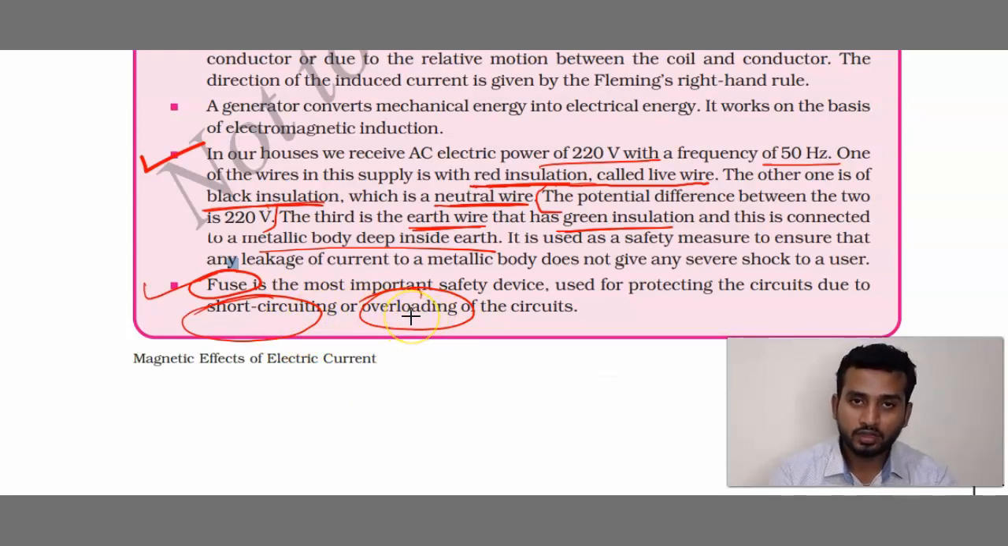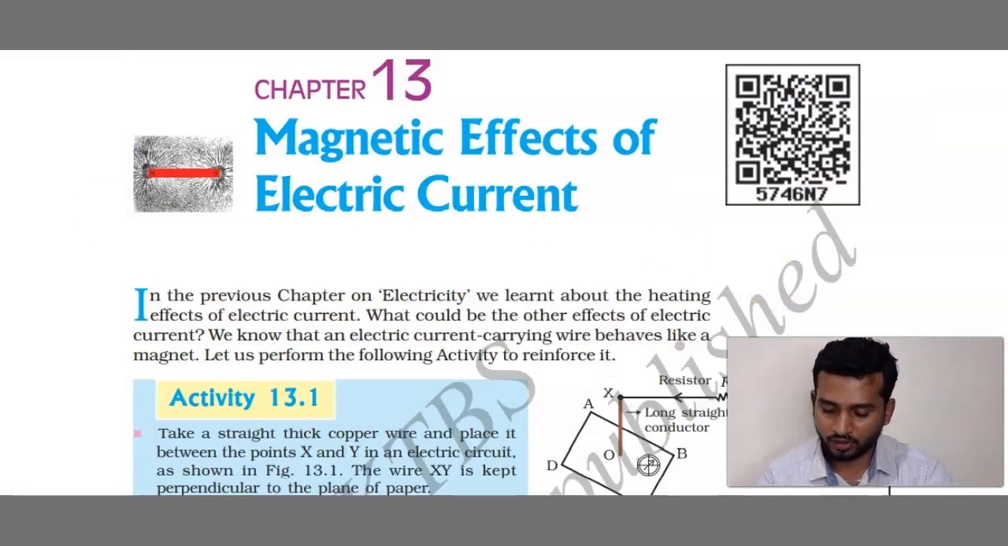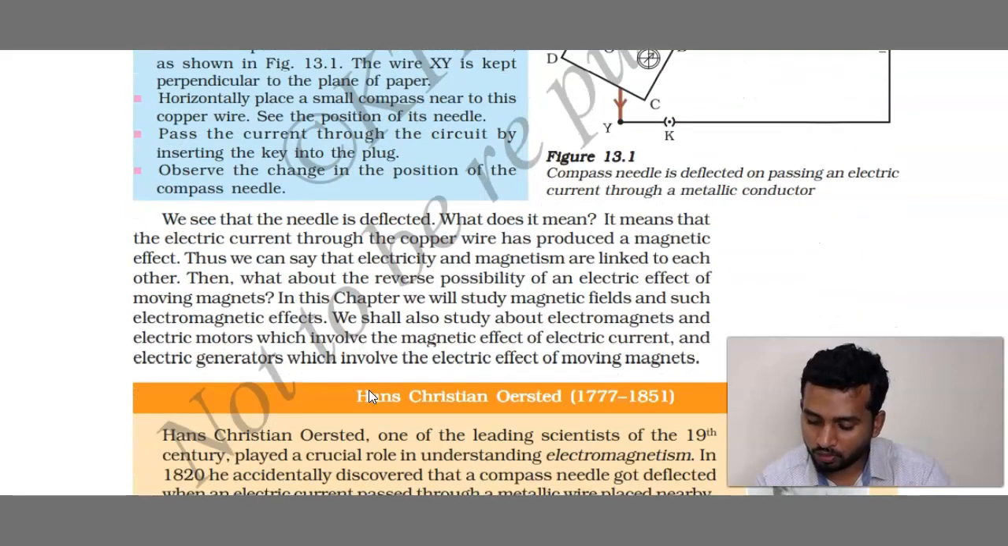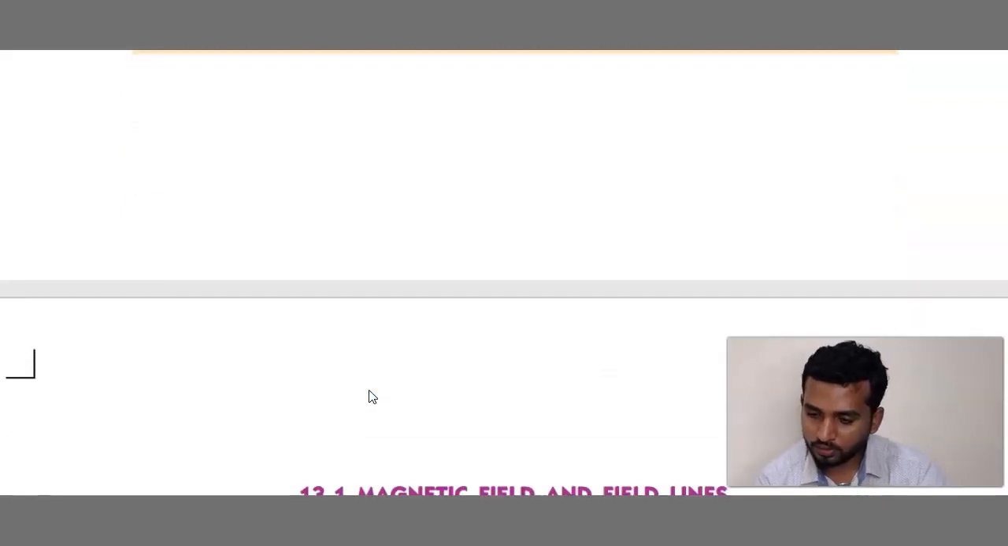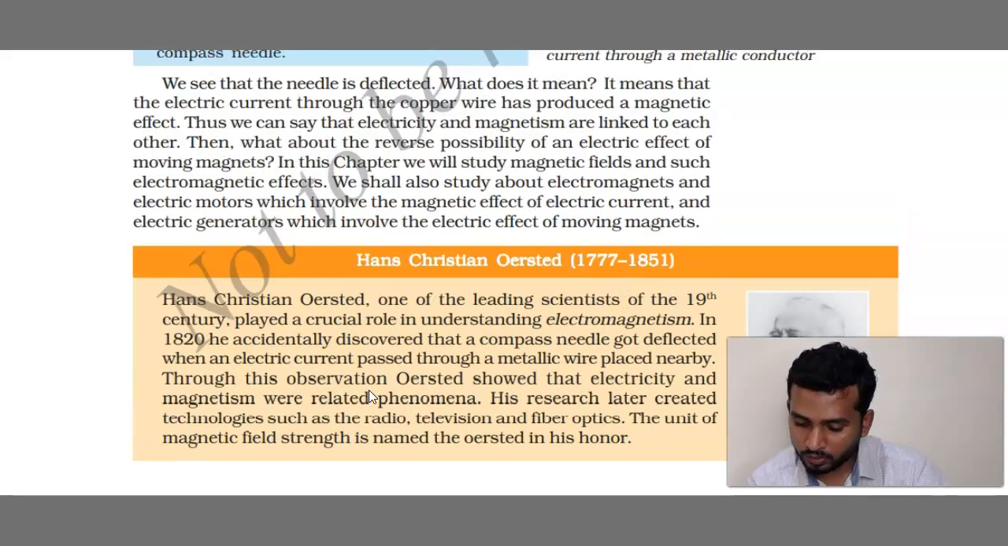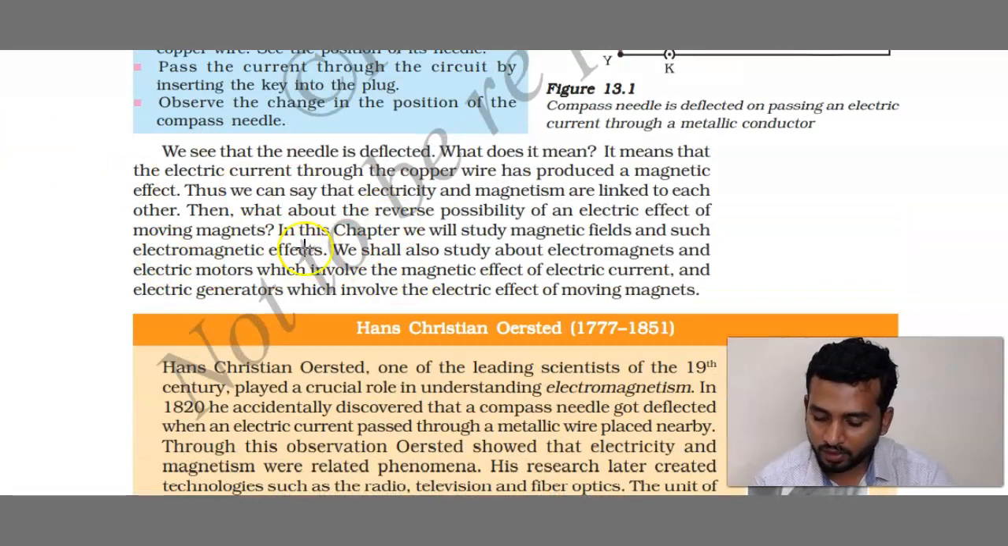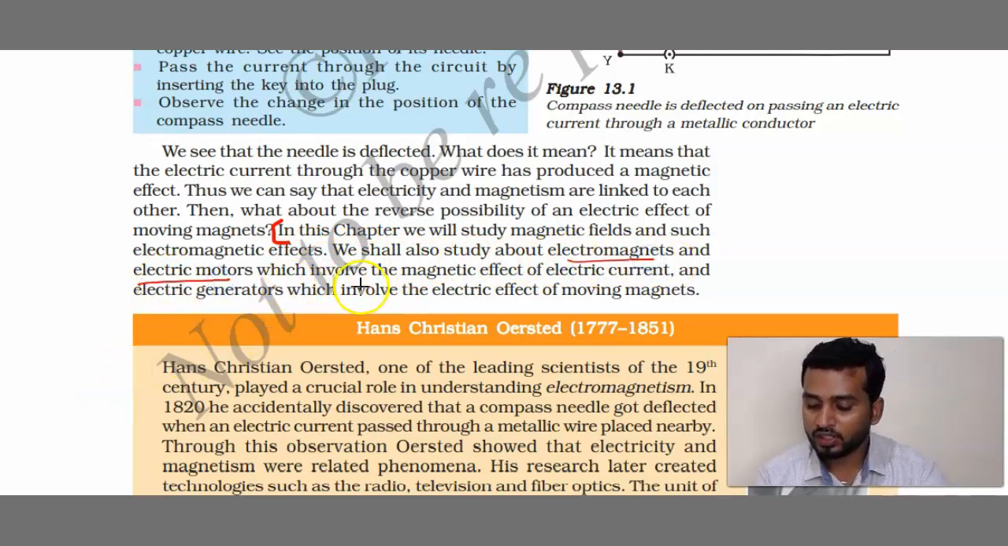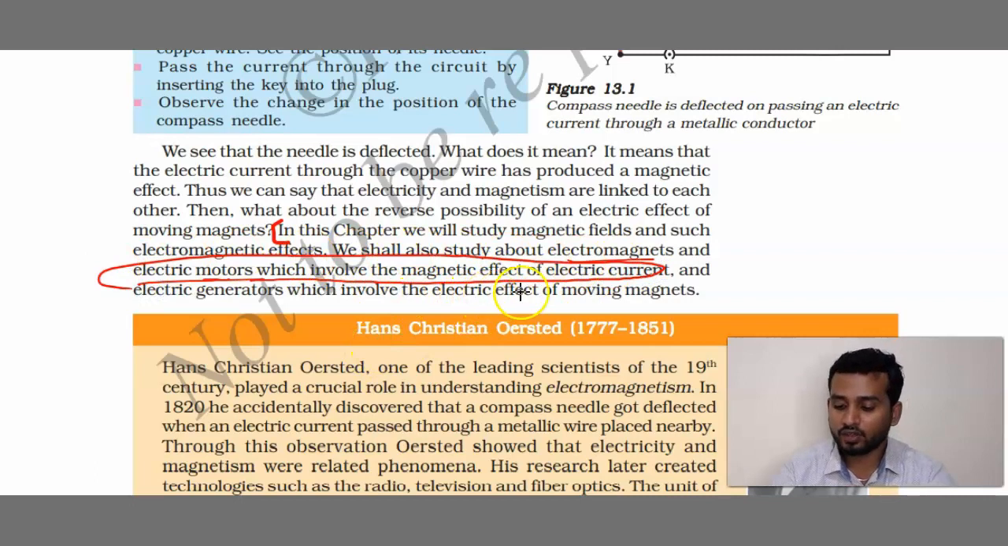I hope you have understood the introduction of this chapter, what exactly we are going to study here. Now let me begin the chapter. Observe, children, magnetic effect of electric current. Here he has given some basics of this chapter. You can just go through it. One important point is what exactly we are going to study in this chapter. In this chapter we study magnetic fields and electromagnetic effects. We shall also study electromagnets and the electric motor, which involves the magnetic effect of electric current. Done?